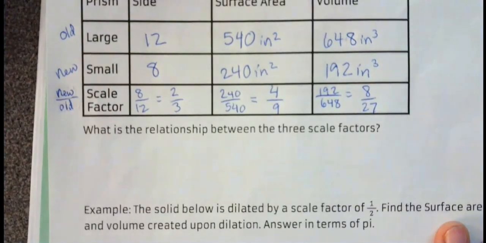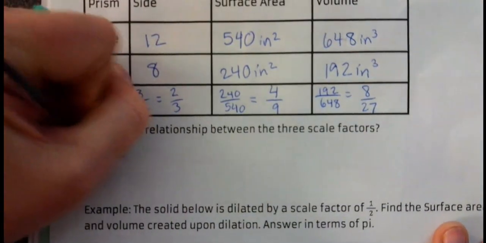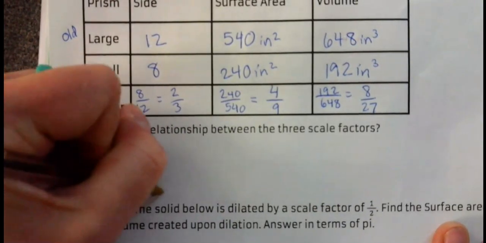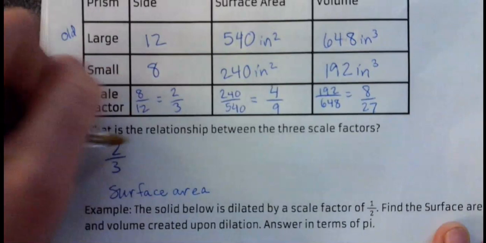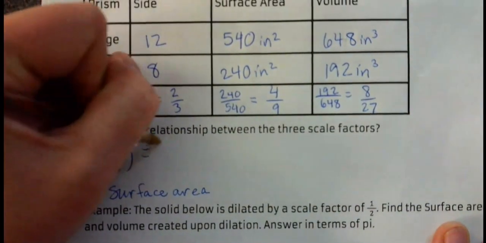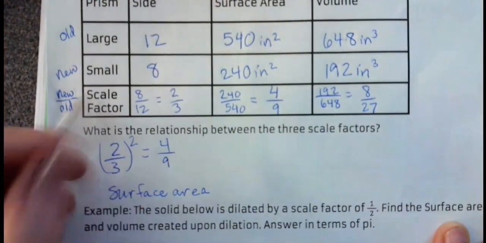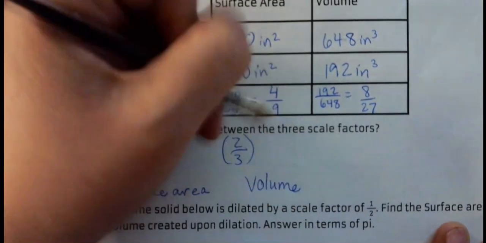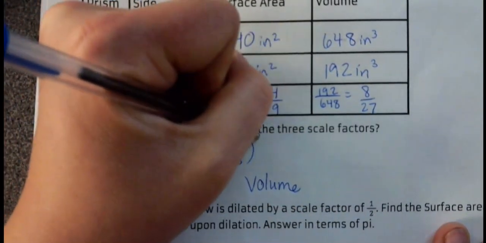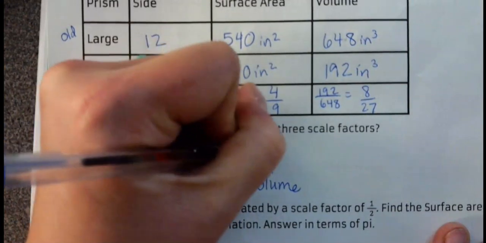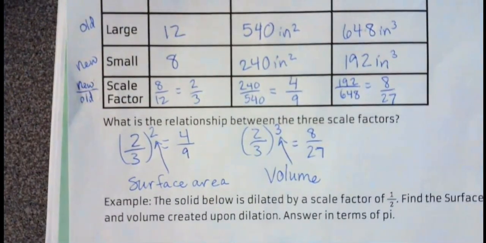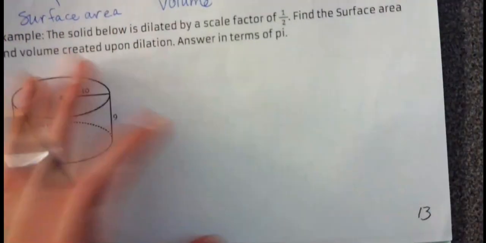Now we're going to talk about the relationship between the 3 scale factors. If you start with 2/3 and you are figuring out the surface area, you need to square it to get 4/9. So the surface area is squared. If you start with 2/3 and you are trying to figure out the ratio of the volumes, or the scale factor of the volumes, you cube it to get 8 over 27. We're going to answer this problem.